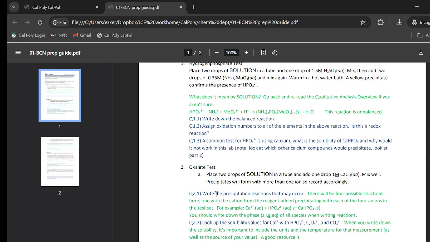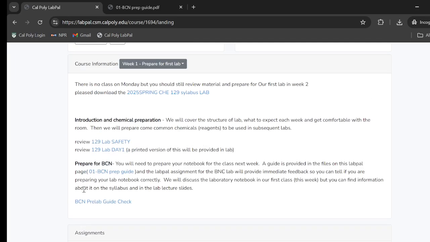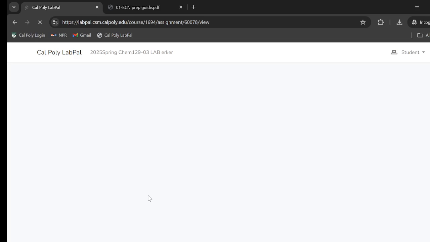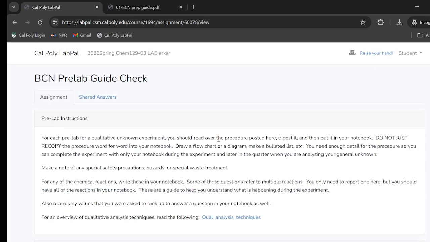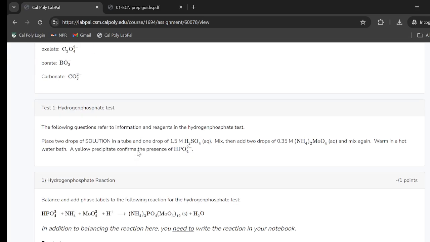Now, if you're wondering, from this PDF, you're going to write things into your notebook. But if you want a little extra hint as to whether you're doing things correctly or not at the beginning, that's where this other tool comes in. So we've got the BCN Prep Lab Guide Check. This is not worth any points, but it is essentially a LabPal version of the notebook, of the PDF, and of what you're putting in the notebook.